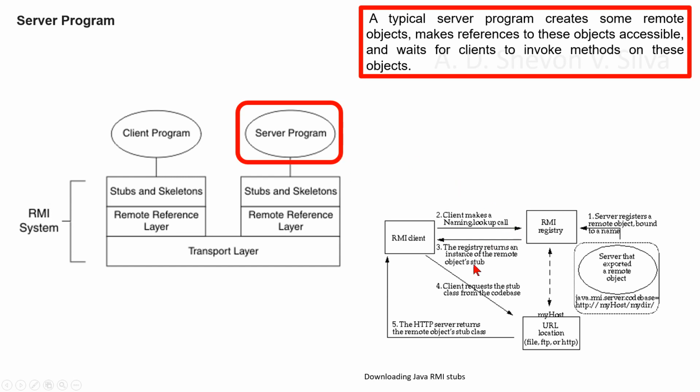This diagram is about downloading Java RMI stubs, related to dynamic code downloading using Java RMI, using the java.rmi.server.codebase property.